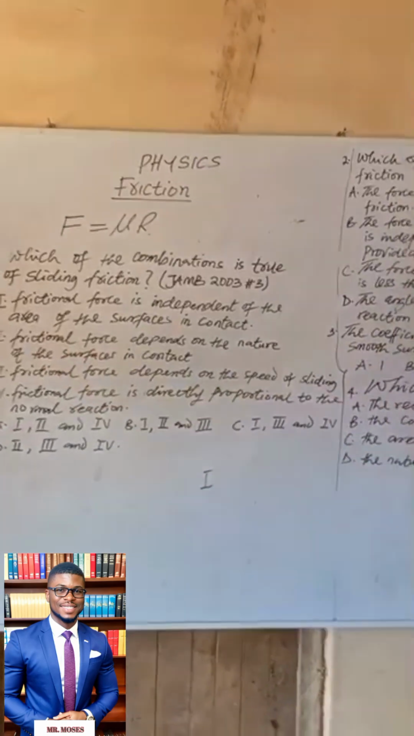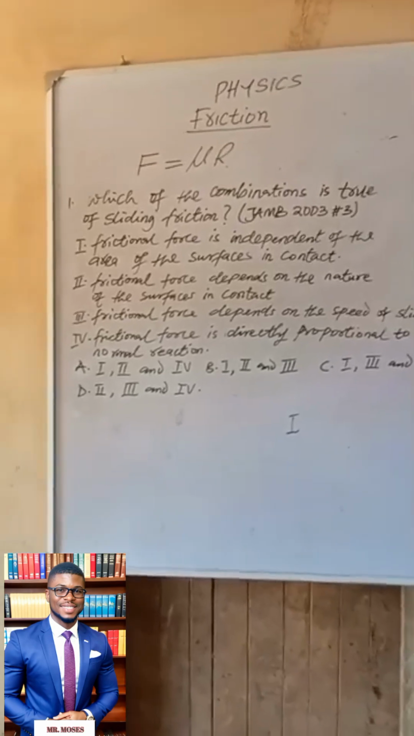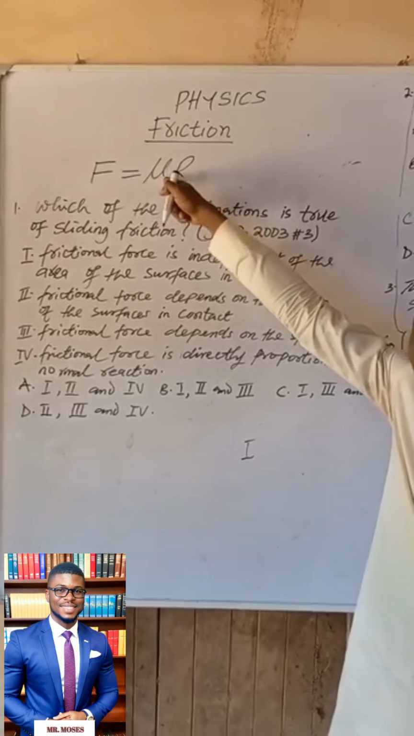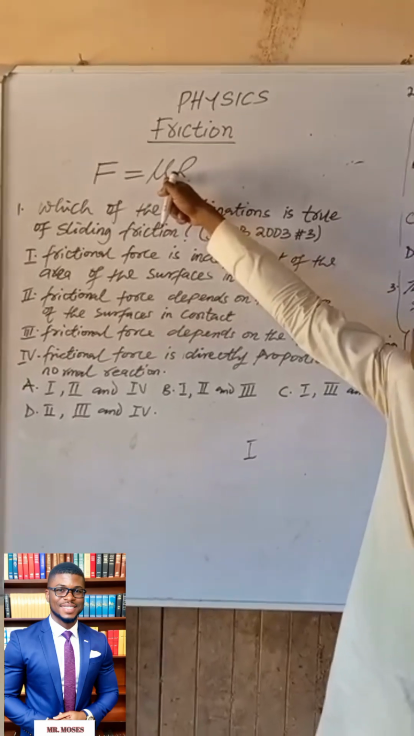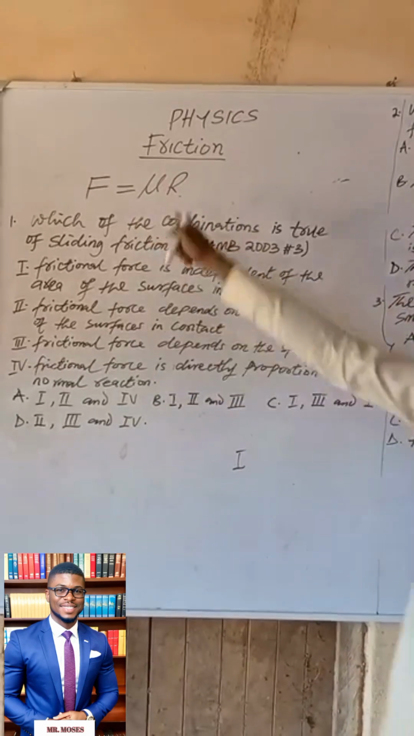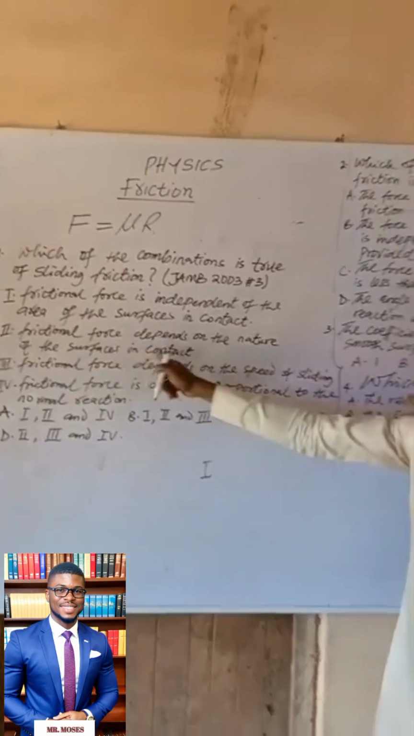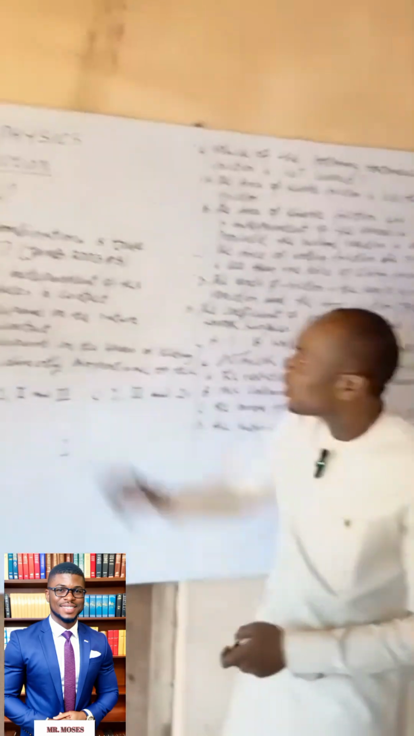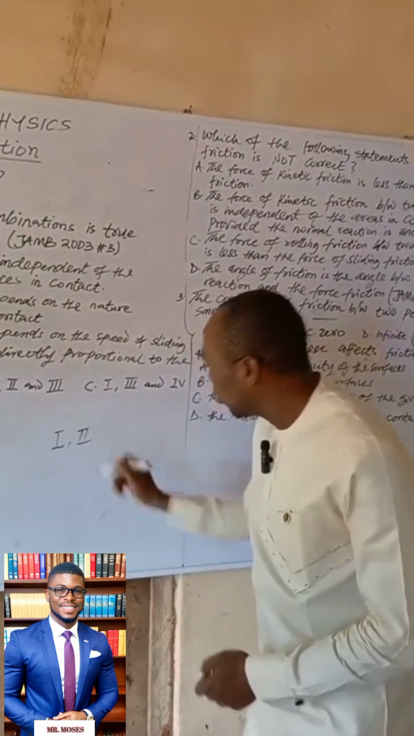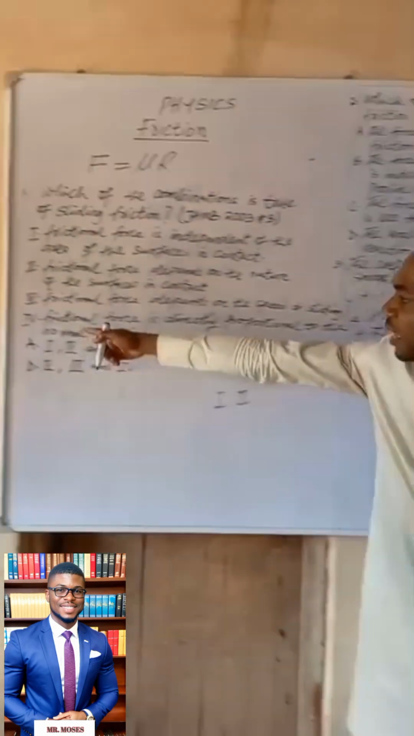Then 2 says, frictional force depends on the nature of the two surfaces in contact. That's good. This coefficient of friction is a measure of the roughness of the surface. So this roughness is a measure, that's the nature of the surface. And it says that frictional force depends on the nature. Yes, that is there in the formula. So 2 is also true, that frictional force depends on the nature of the two surfaces in contact.